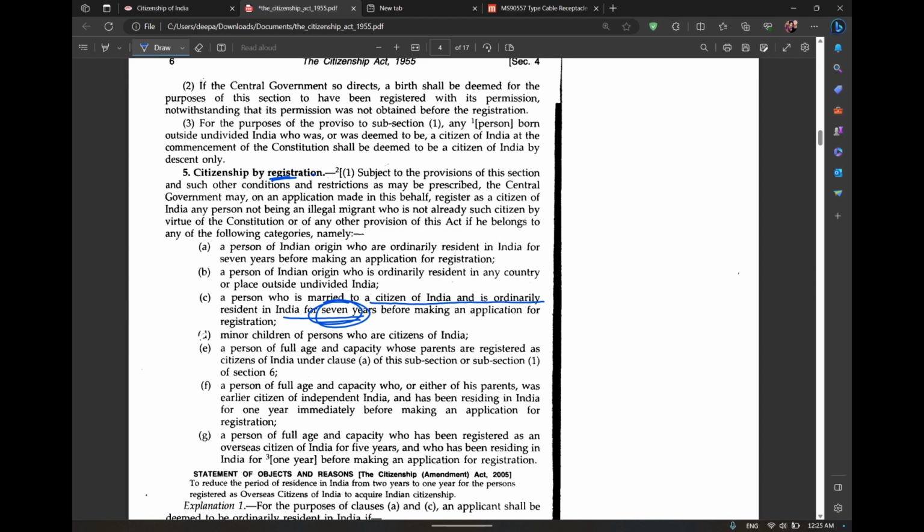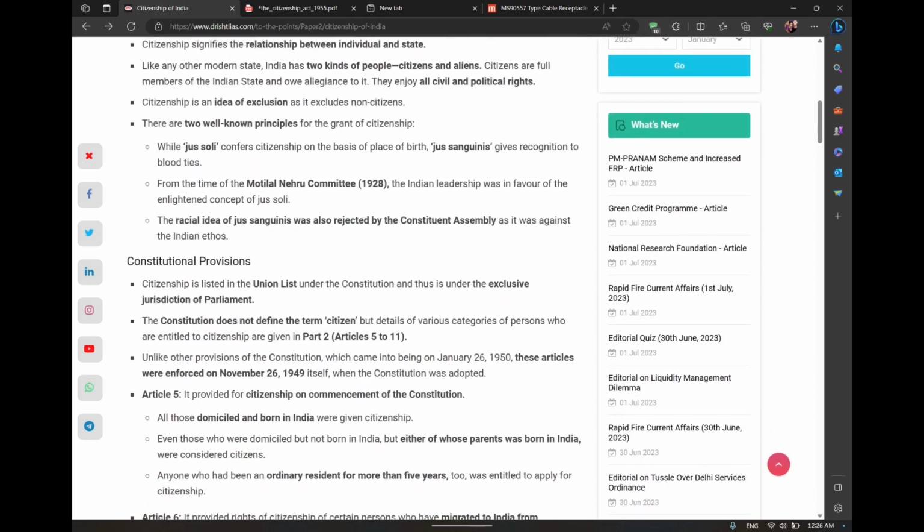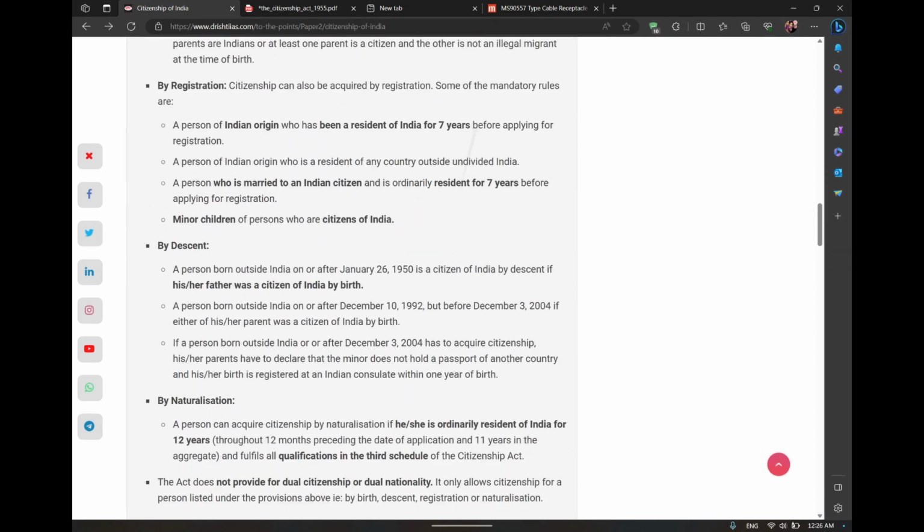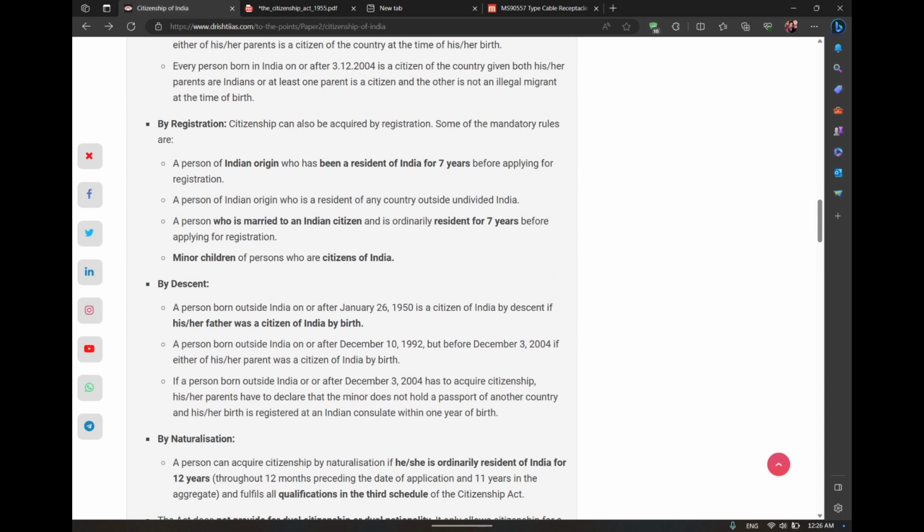So a person of Indian origin who is ordinarily resident in India for 7 years before making application for the registration. And a person of Indian origin who is ordinarily resident in any country or place outside undivided India. It should not be a person from Pakistan, Myanmar or Bangladesh. That person should be from undivided India only. Then only will that person be given citizenship of India. So Drishti IAS has consolidated it here.